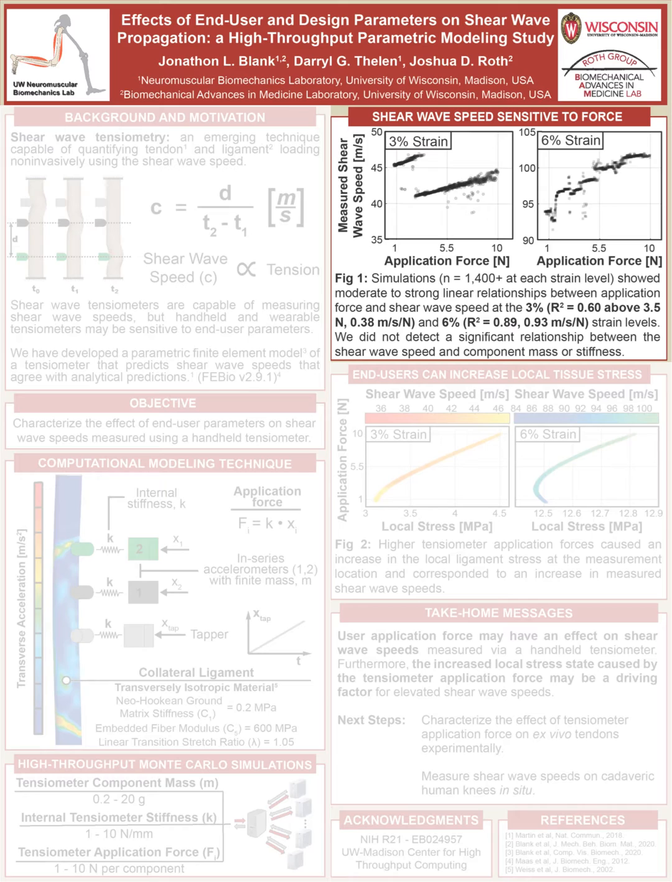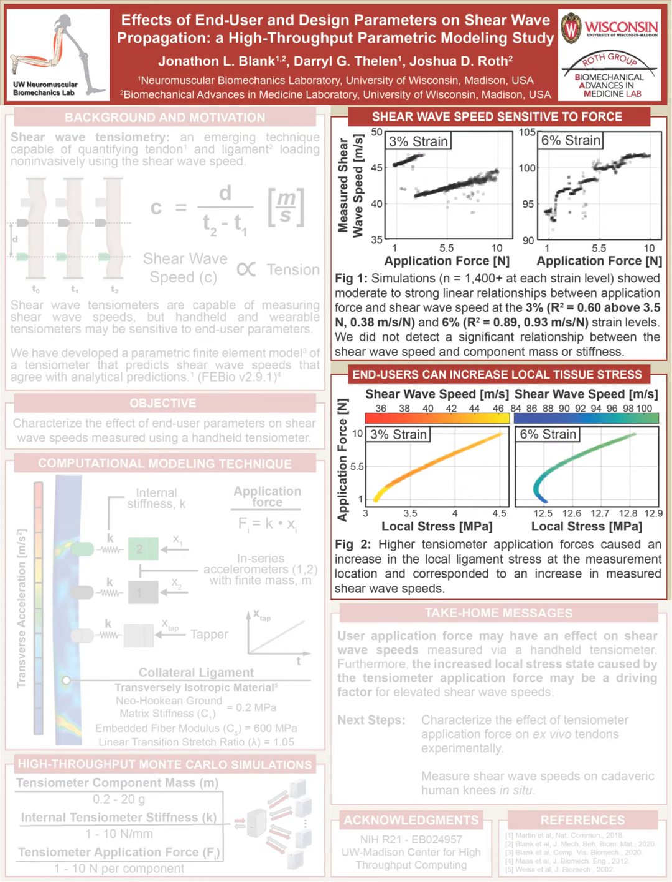While we did not detect a significant relationship between the shear wave speed and tensiometer component mass or stiffness, the simulations at 6% strain showed a strongly linear relationship between the tensiometer application force and the measured shear wave speed, which corresponded to a 0.93 meter per second increase in wave speed for a 1 Newton increase in application force.